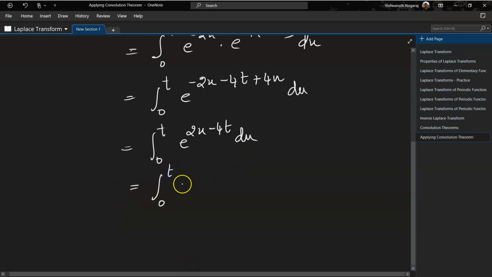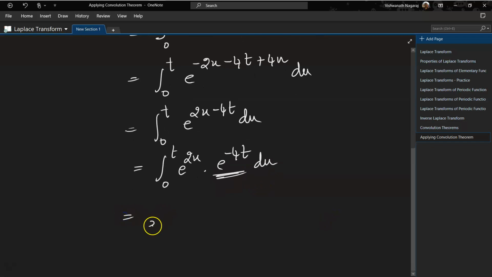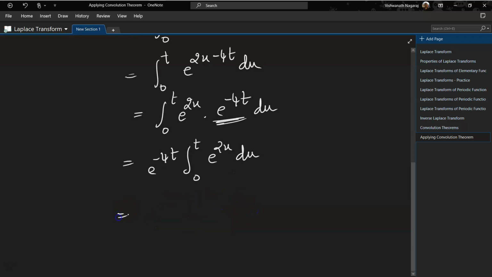Yes, this we can separate out: the integral from 0 to t of e to the power of 2u times e to the power of minus 4t du. Now this would be a constant since u is not there, which means we can take it out. E to the power of minus 4t times the integral from 0 to t of e to the power of 2u du. Now we can integrate this, right? E is e itself, so e to the power of 2u, then we have to look at 2u, so divided by 2.